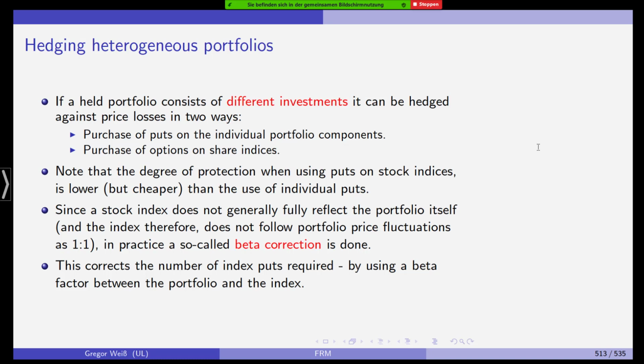Now, all this hedging becomes quite difficult and tricky when you are looking at a portfolio, because due to transaction costs, you don't want to buy one put for each investment in the portfolio. But on the other hand, if you don't hold a share index, if you have a portfolio that only resembles the index to some part, you need to do what we call a beta correction. You need to correct for the fact that your portfolio does not perfectly track the index. And then this beta correction corrects the number of index puts that are required to hedge your individual portfolio.